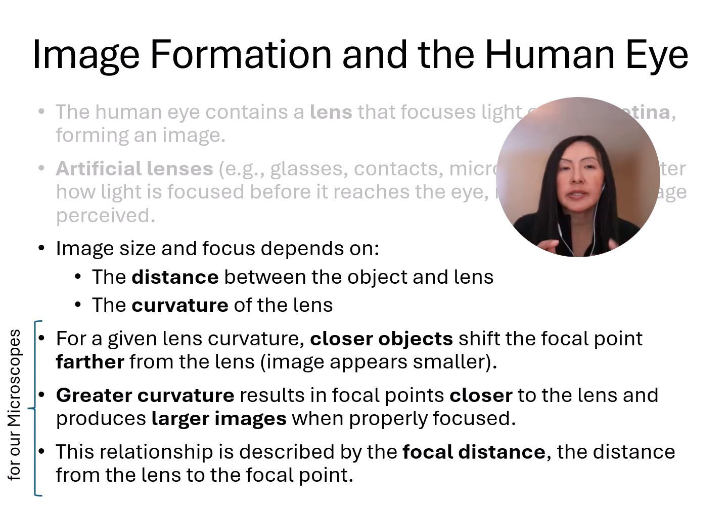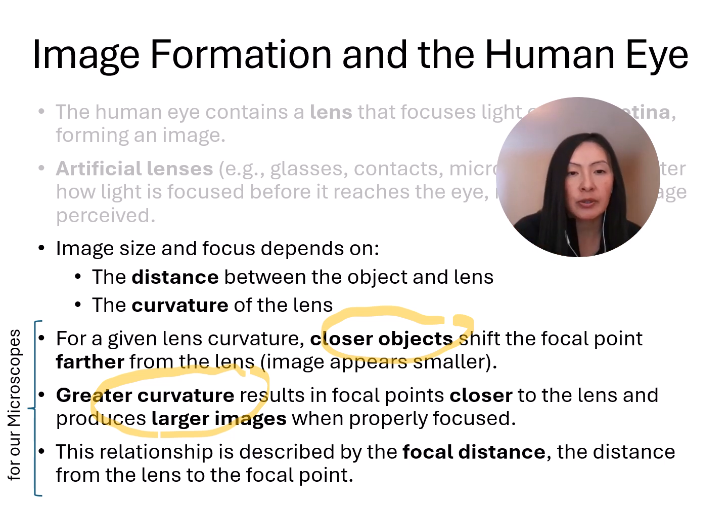The image focus and the size of the image depends on the distance between the object and the lens, as well as the curvature of the lens. If you bring an object closer to the lens, the focal point will be further from the lens. And then the greater the curvature of the lens, the more curved a lens is, the shorter the focal length. And this will make the image look bigger, so larger images will be produced. So remember that the focal distance or focal length is the distance from the lens to the focal point.